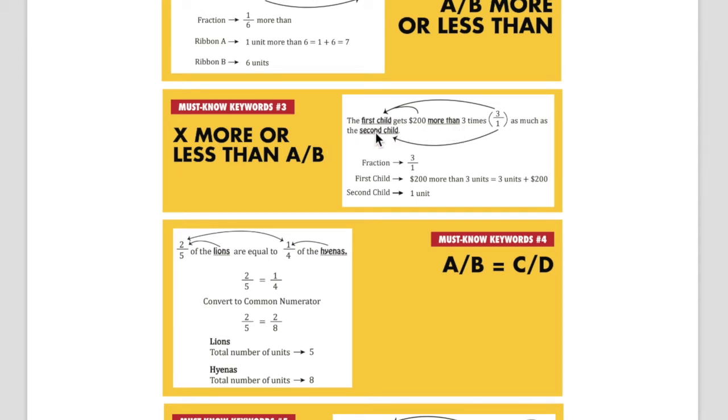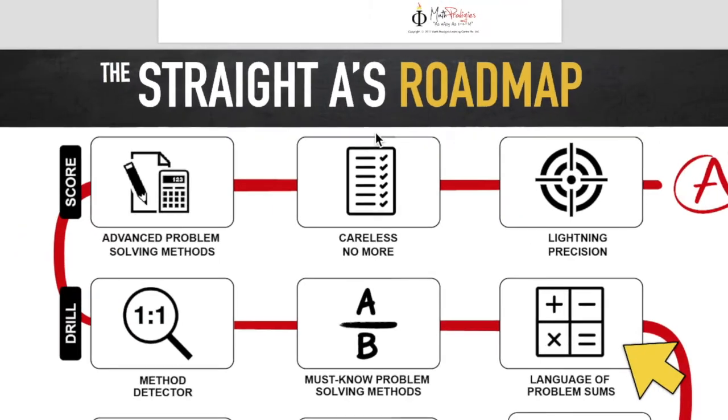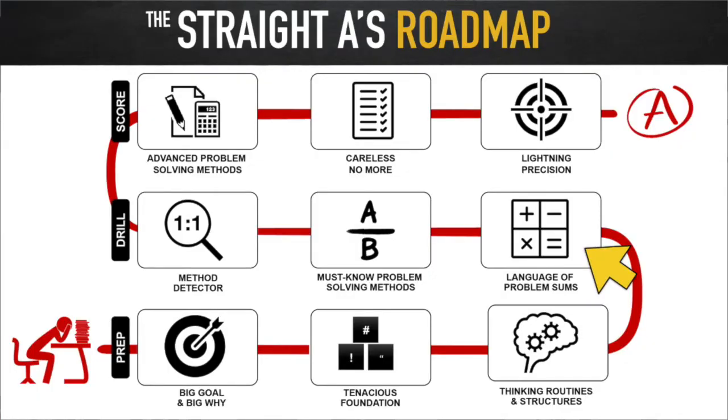What? Okay, so we're going to go through that today, but before we do that, I just want to remind you where we are in the straight A's roadmap. So we are here, on the language of problem sums. As I mentioned before, in order for your child to score A's in math, all you have to do is go through this simple 3-step system where you prep, drill, and score to help your child score A's in the exams.